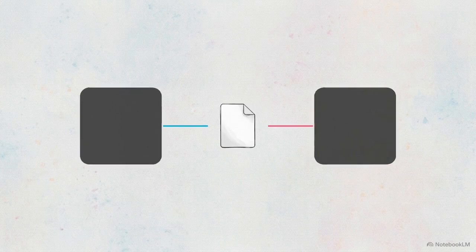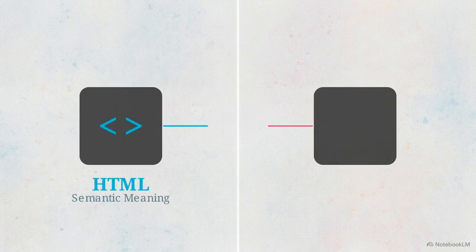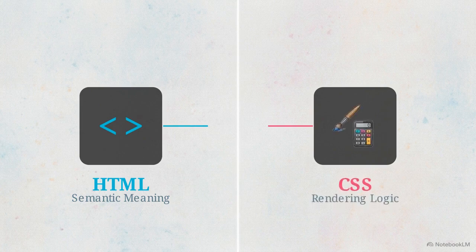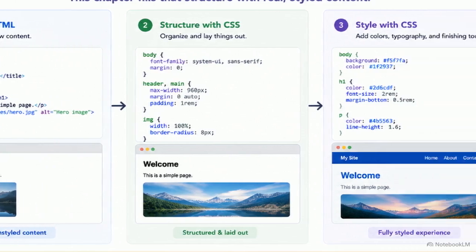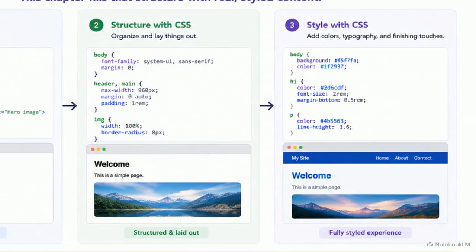To turn that raw data into a usable interface, web architecture relies on a strict separation of concerns. We keep the semantic meaning, the HTML, entirely separate from the mathematical rendering logic, which is handled by CSS. This diagram shows the rendering pipeline. The browser takes the unstyled document, applies layout rules, and injects typography and color to produce a styled interface.